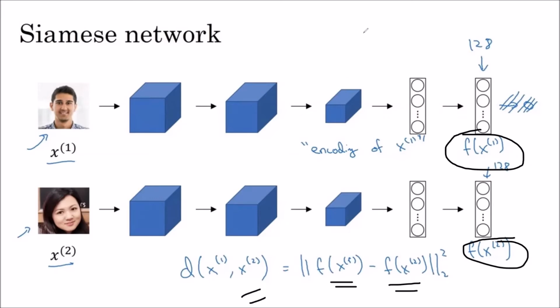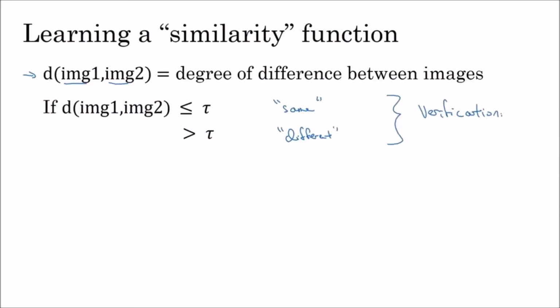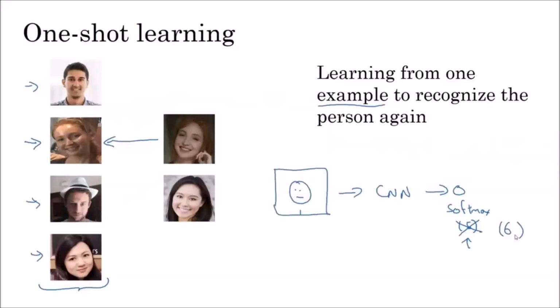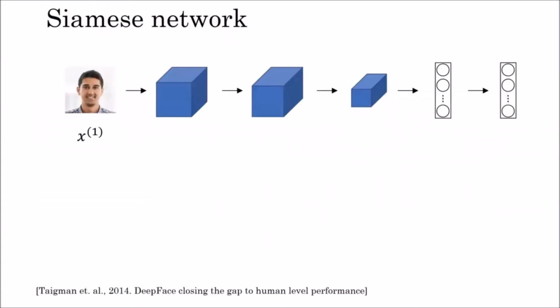So, as we discussed previously, we are defining a degree of similarity. Why are we defining the degree of similarity? Because it is difficult to change the softmax layer, the last layer, every time. In order not to change the neural network structure whenever a new employee is recruited or an existing employee is terminated, we are defining a similarity function.